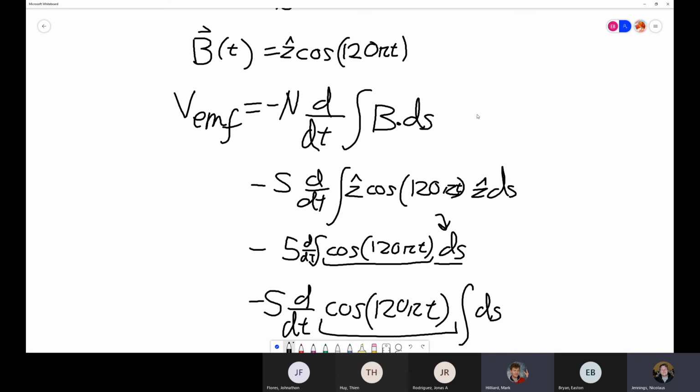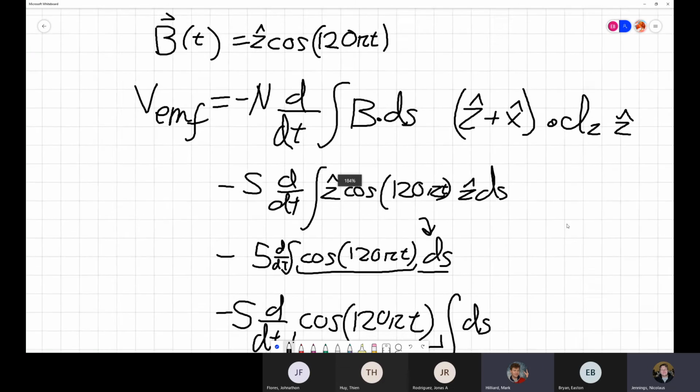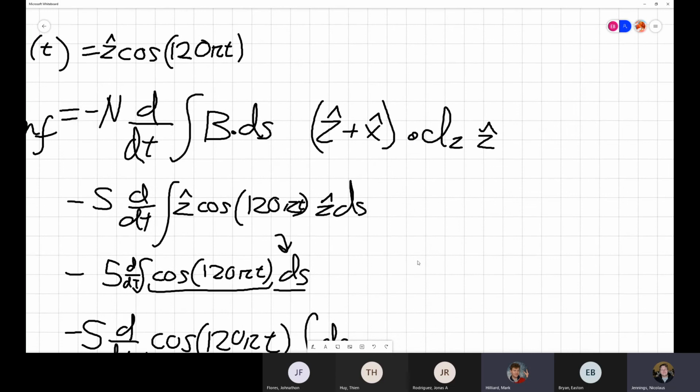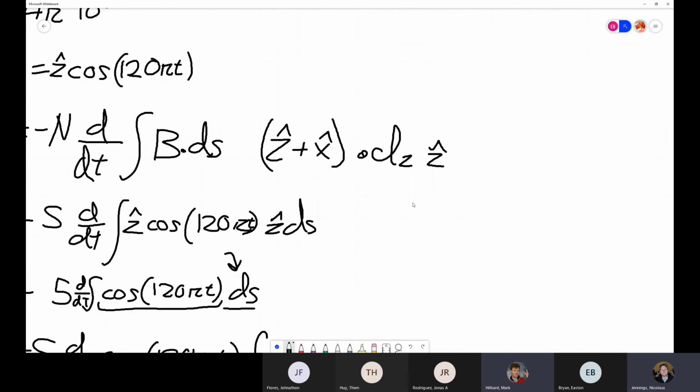So are you saying say we had like a Z plus X hat term? Yeah. And it was dot DZ, like DZ Z hat or something like that? Yeah, they're basically the same thing we're doing, but instead of just Z cosine, it's Z plus X times the cosine, like terms like that. What happened to that? I get a little confused with that. It just depends what direction it is.